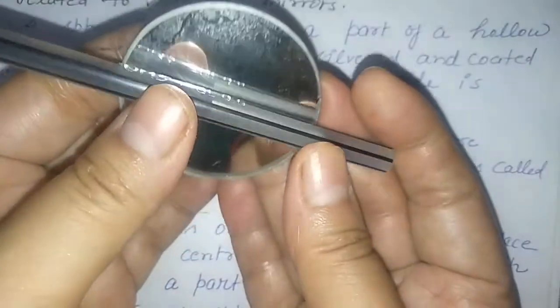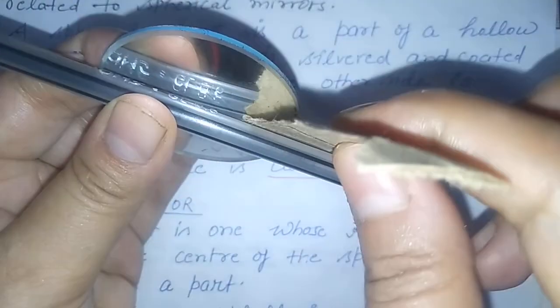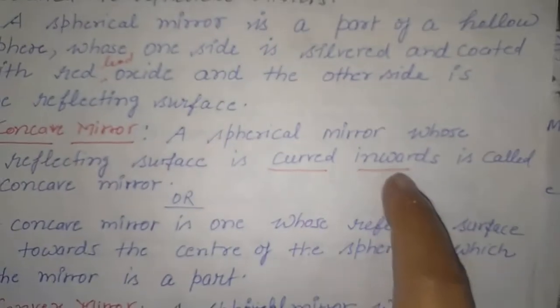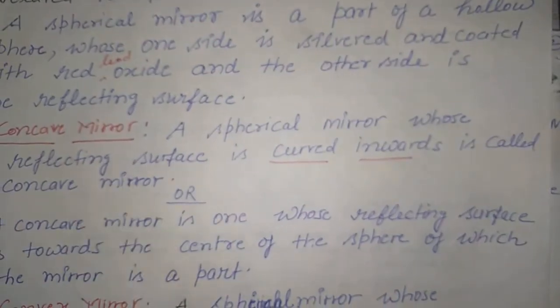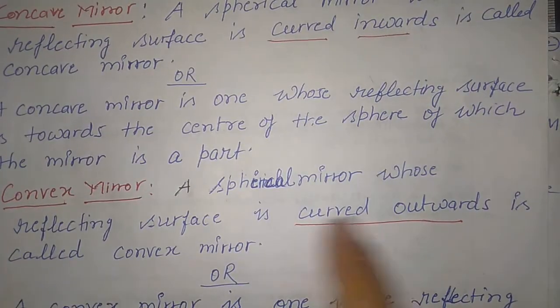If we take another mirror like this, and I put a pen here, paper here, it is not going inside from the center. If we take it from the center, it is not going inside it. So what does it mean? It means that it is curved outward from the center. So curved inward from the center means a concave mirror. And if it is curved outward, it means a convex mirror.